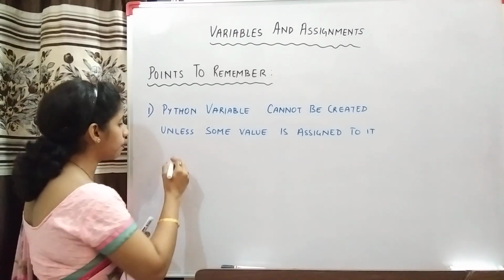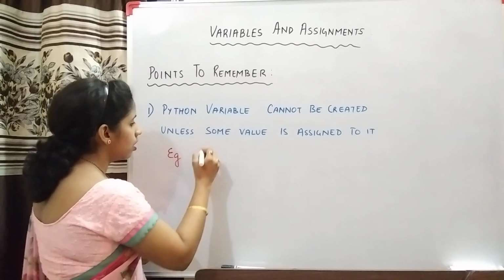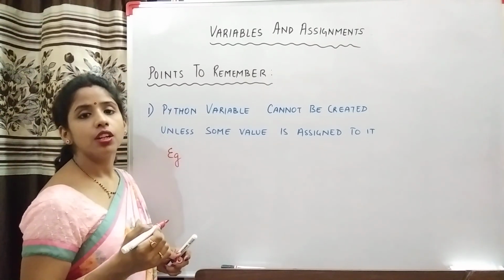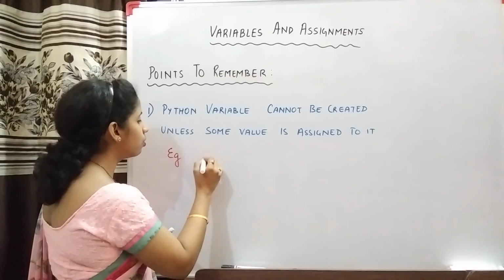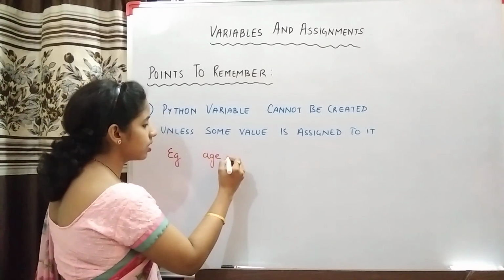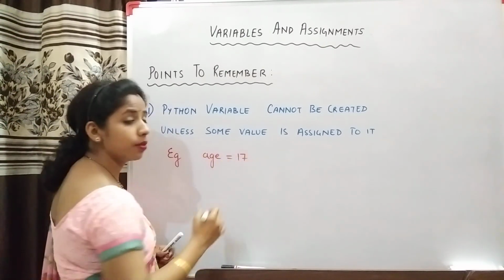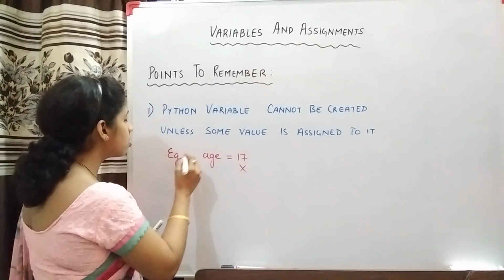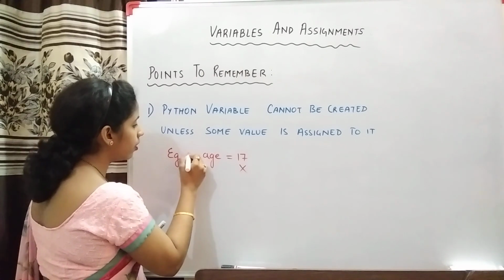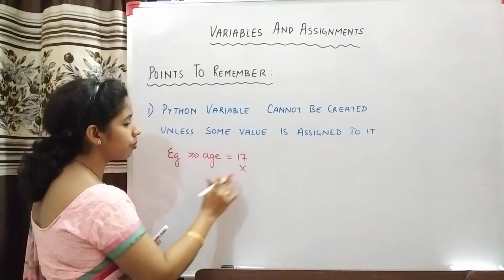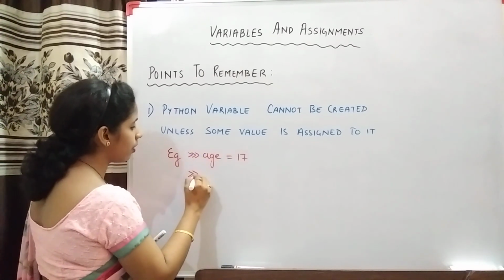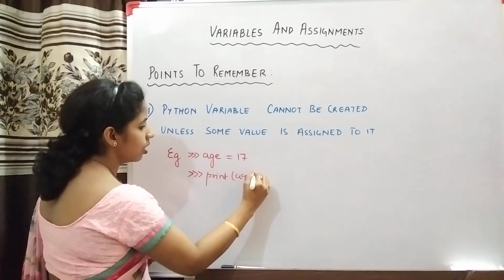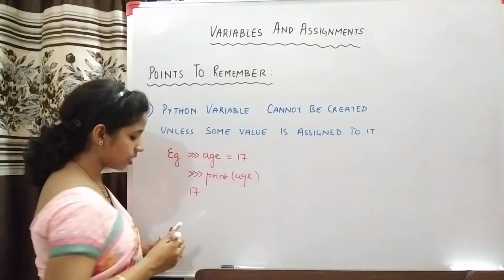Let us see an example. Suppose I want to create an integer variable age to store the age of a student. So I keep the name as age and I give the value at the same time. But if I don't give this value, I will get an error. So suppose I have written this line at the prompt, and after this if I print age, it will give me the output as 17.